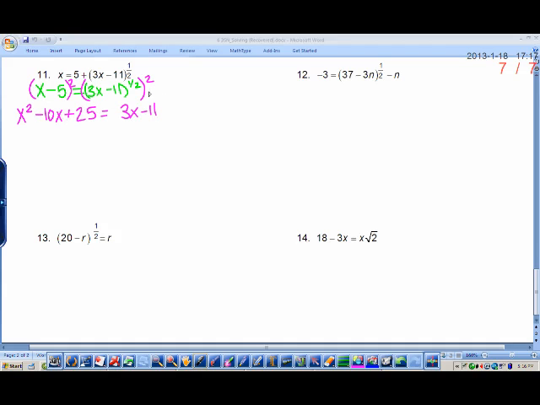Get everything set equal to 0, so we're going to move everything over here. x squared minus 13x plus 36 equals 0. Let's think about how that factors. We need factors of 36 that add up to -13. That would be x minus 9 and x minus 4, which gives us the possible solutions x equals 9 and x equals 4.